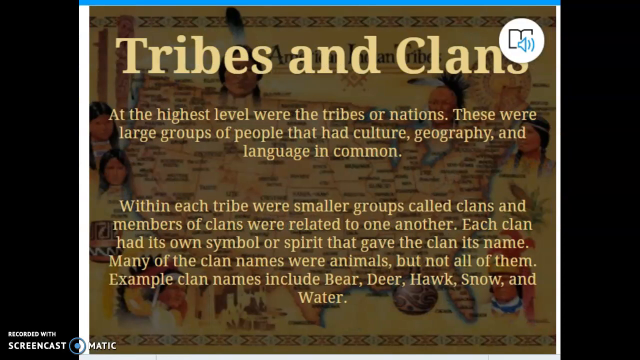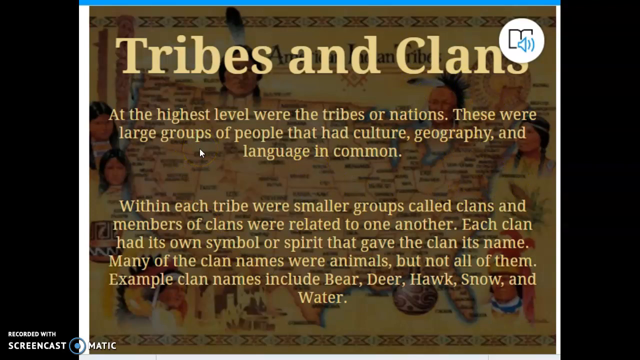Tribes and clans. At the highest level were the tribes or the nations. This is an extremely large group of people. They had their culture, they lived in the same area, that's what geography means, and they had the same language. You might be able to see in the background some of the tribes that are listed and some of the clans and where they may have lived.